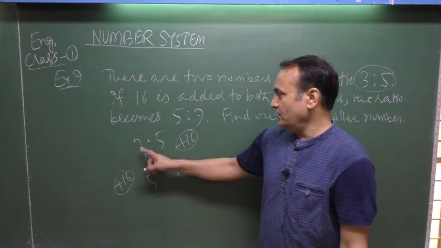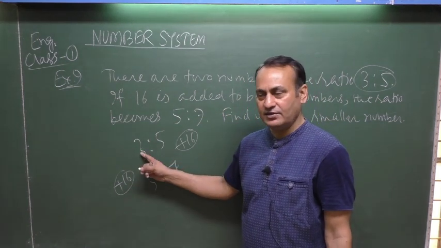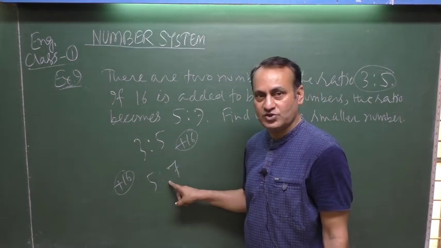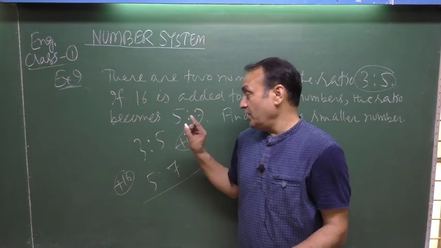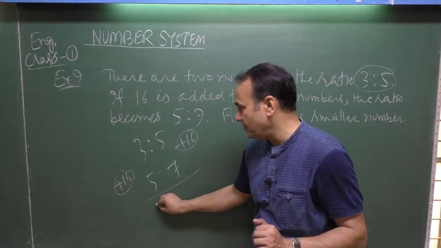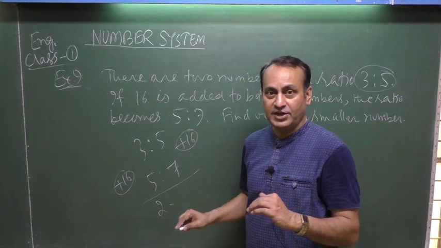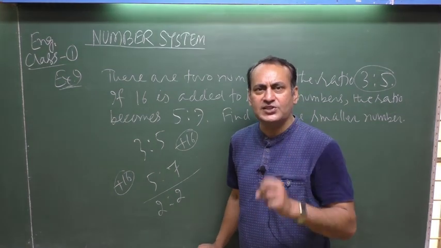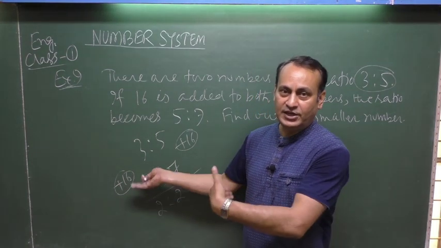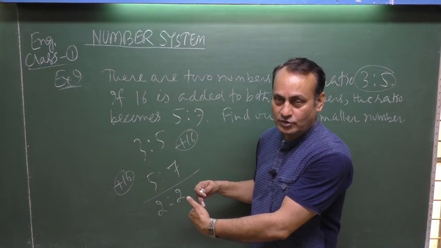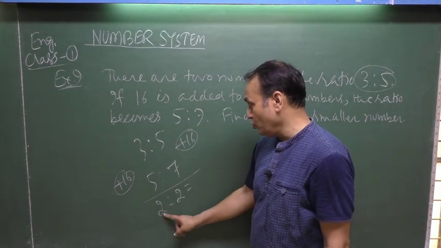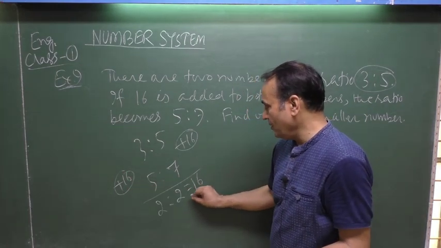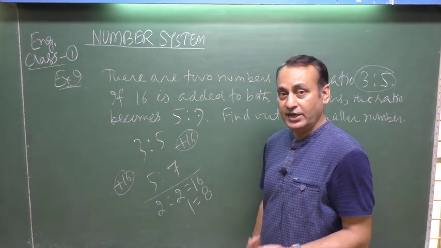See here. This unit is added 16. And the ratio became 5:7 now. See here. The unit 3 became 5, an increment of 2. The unit 5 became 7, an increment of 2. That means you see the same changes, the same increment. Here the increment is 2, here the increment is 2. That means 2 units are just equal to 16. 1 unit equals 8.